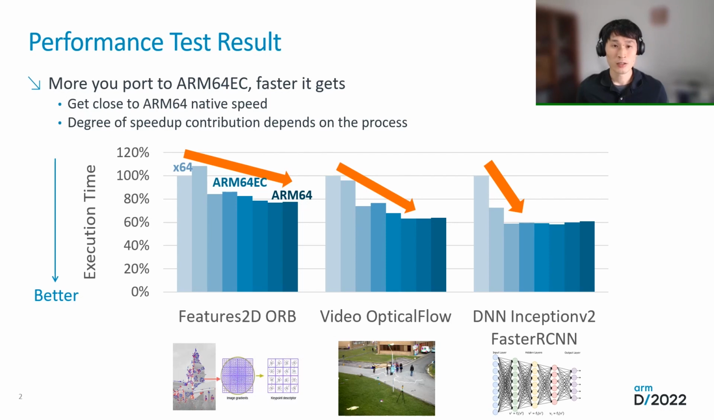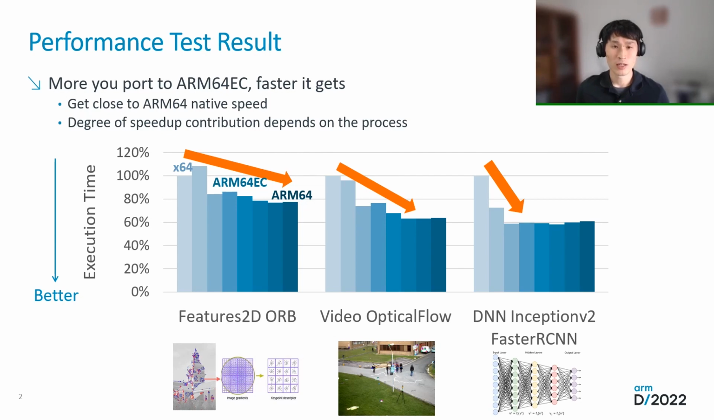The vertical axis shows execution time, as a ratio compared to x64 emulation, meaning the lower the number, the faster the execution speed. The lightest blue is the x64 emulation. This means that it is always 100%. The darker the color, the greater the ratio of Arm native code in the binary. The darkest blue is for the Arm64 native build.